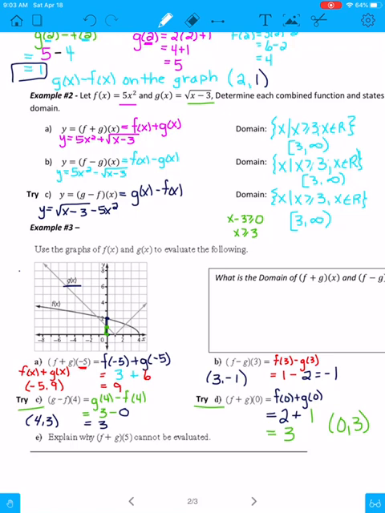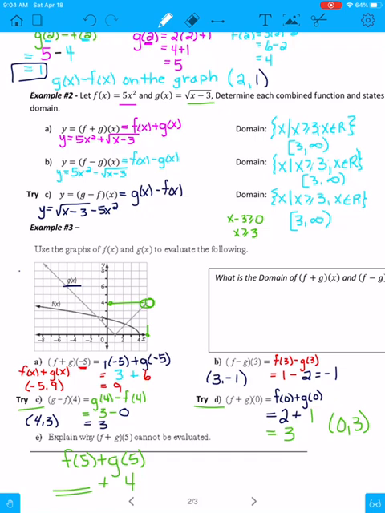Now, explain why f plus g of 5 cannot be evaluated. So that's f of 5 plus g of 5. Okay, let's try and find it. So, f of 5, let's do first. F doesn't exist at 5. G exists at 5. G at 5 is 4, so that's great. G of 5 is 4. But there's no answer I can put in for f of 5 because f of 5 does not exist.